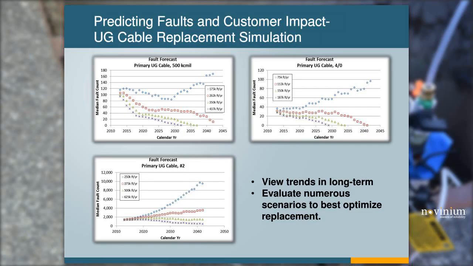So when we look at the data, or the output, what we find is for those lower replacement amounts, it's quite obvious with 4/0 and the number 2 that those amounts cannot sustain our system. The faults just continue to increase and really increase to the point to where we'd essentially have a system meltdown.